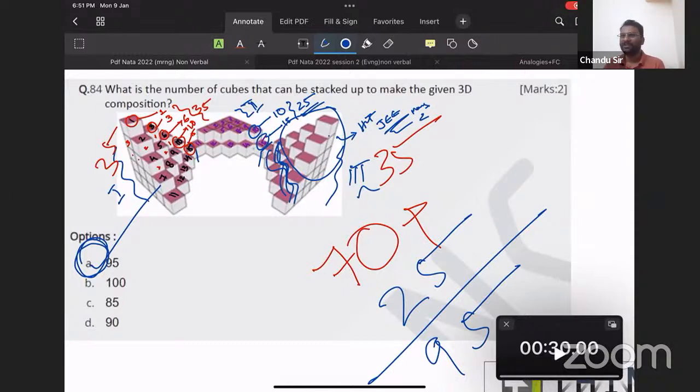So in this way, we teach here with these kinds of shortcuts. Plenty of shortcuts are there.